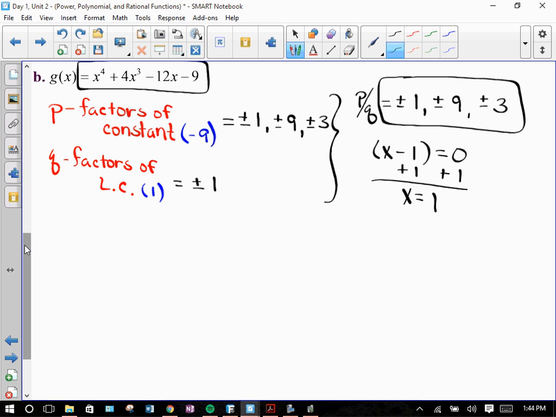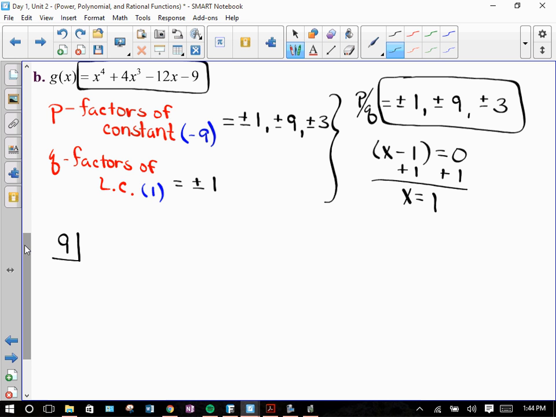9, okay. So we're going to take 9 and put it over here. Alright? Good. And you're going to want to write this down. We're going to put little boxes on it. We now want to take our function, x to the fourth plus 4x cubed minus 12x minus 9, and we need to write down the coefficient for each term.